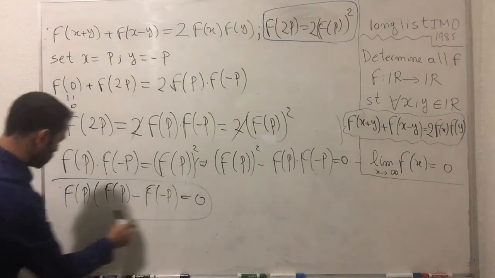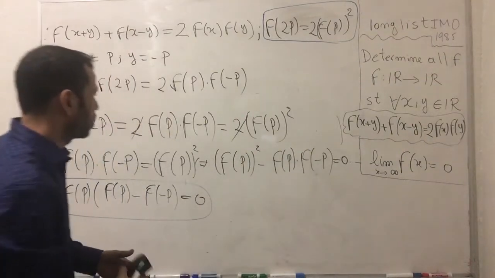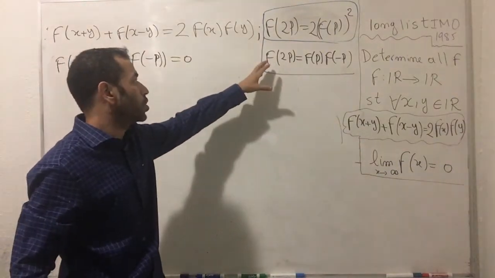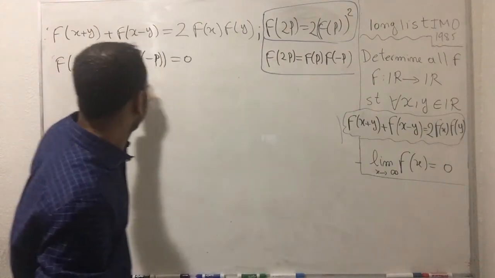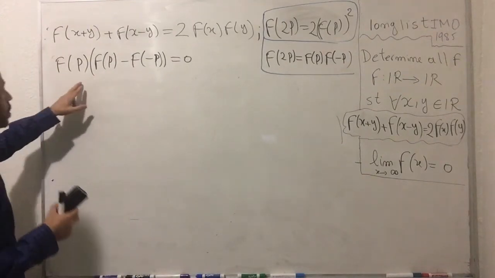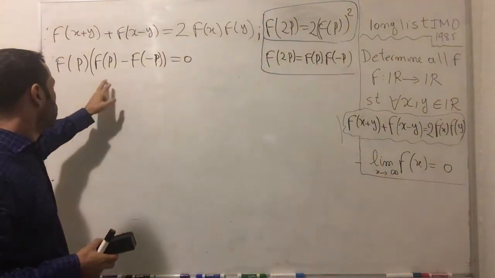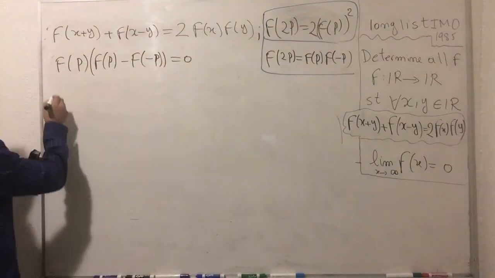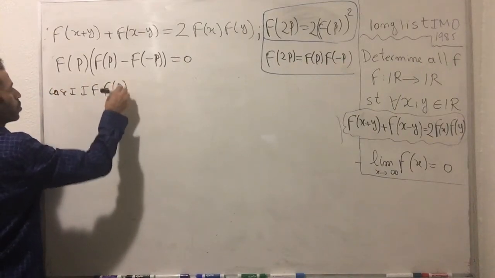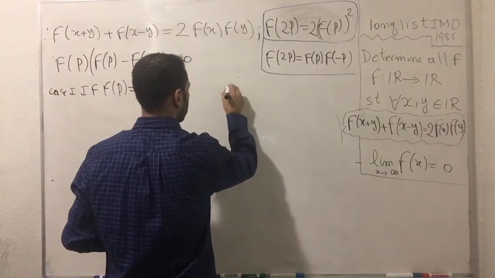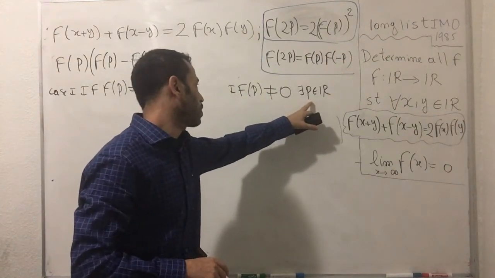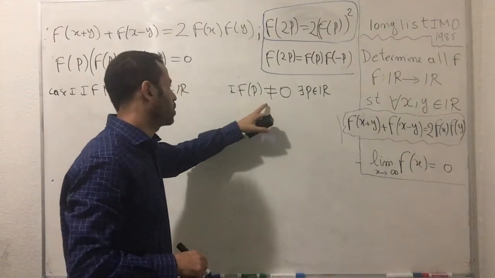So I have arrived here now. Let's bring this one to the top and continue with our problem. As you see here, we have found three equations: first equation, second equation, and now the third equation. As you see here, you have two choices. The f(p) may be equal to 0, or f(p) not equal to 0. So you have two cases. Let's put case number 1: if f(p) equals 0. Here, if f(p) is different than 0, there is some p as a real number that makes f(p) not equal to 0.